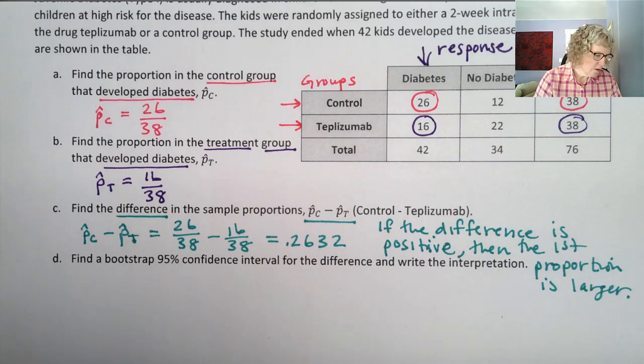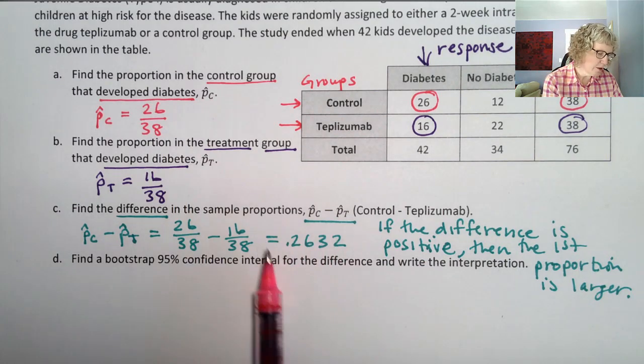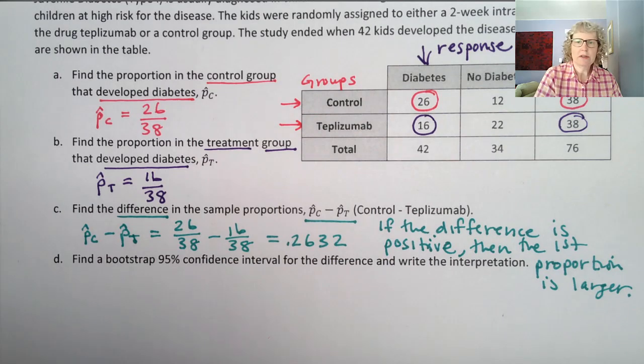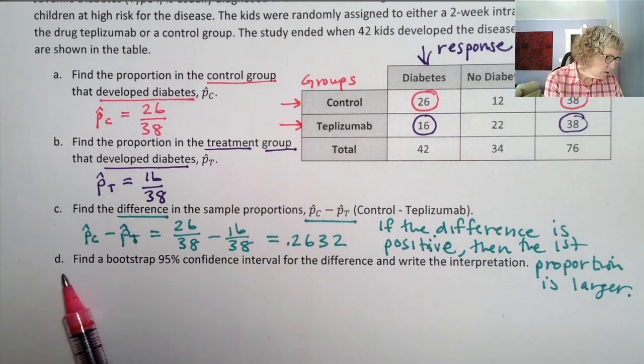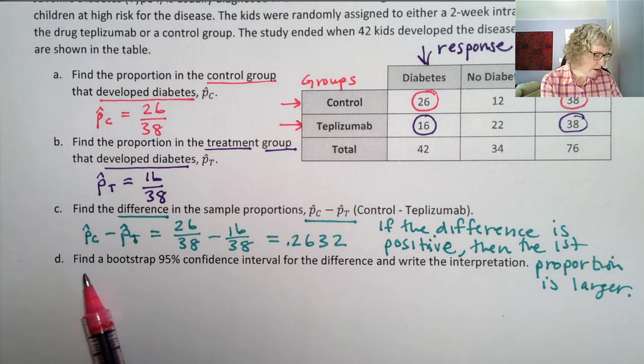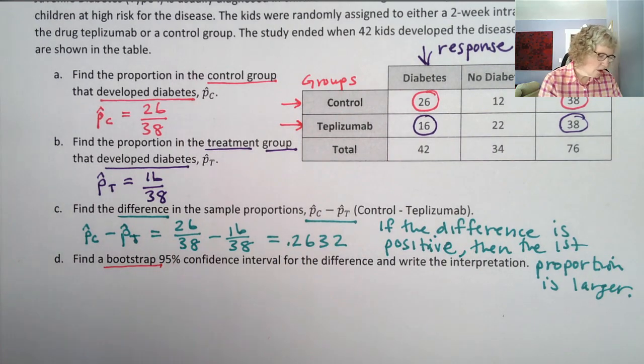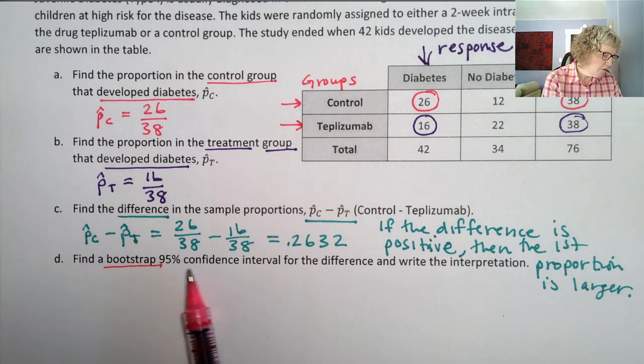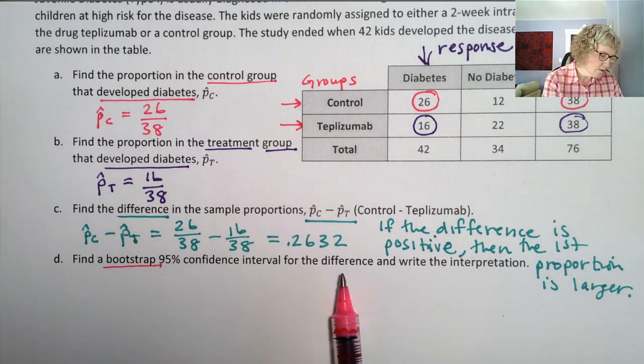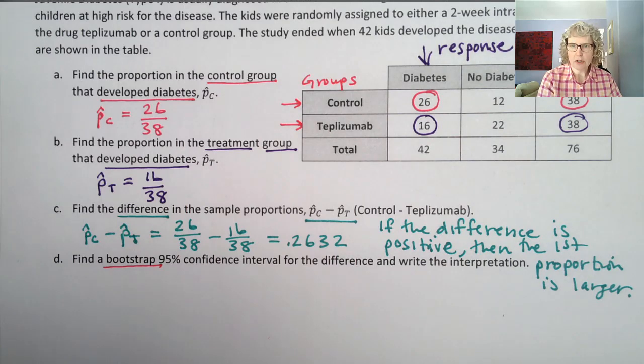Okay, so that does seem to be a difference, right? We want to know, is this difference significant, or how can we estimate the difference for the population of kids that might take this drug? So we're going to get a confidence interval for that. We're going to find a bootstrap, so that's our simulation with confidence intervals, a bootstrap 95% confidence interval for the difference, and write the interpretation. Okay, so let's switch over to StatKey for that.